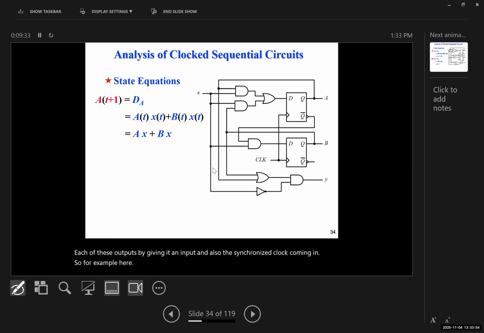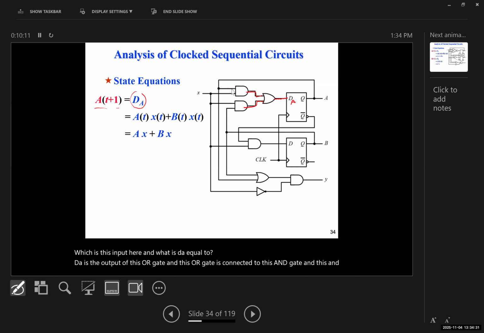this particular circuit has 2 D flip-flops, okay? And the outputs are A and B. And we also have another output called Y, which is the output of the AND gate. And the AND gate is connected to an OR gate and a NOT gate. Now, if we want to write the equations for each of these outputs, for example, A(t+1) is going to be equal to DA, which is this input here. And what is DA equal to? DA is the output of this OR gate. And this OR gate is connected to this AND gate and this AND gate.